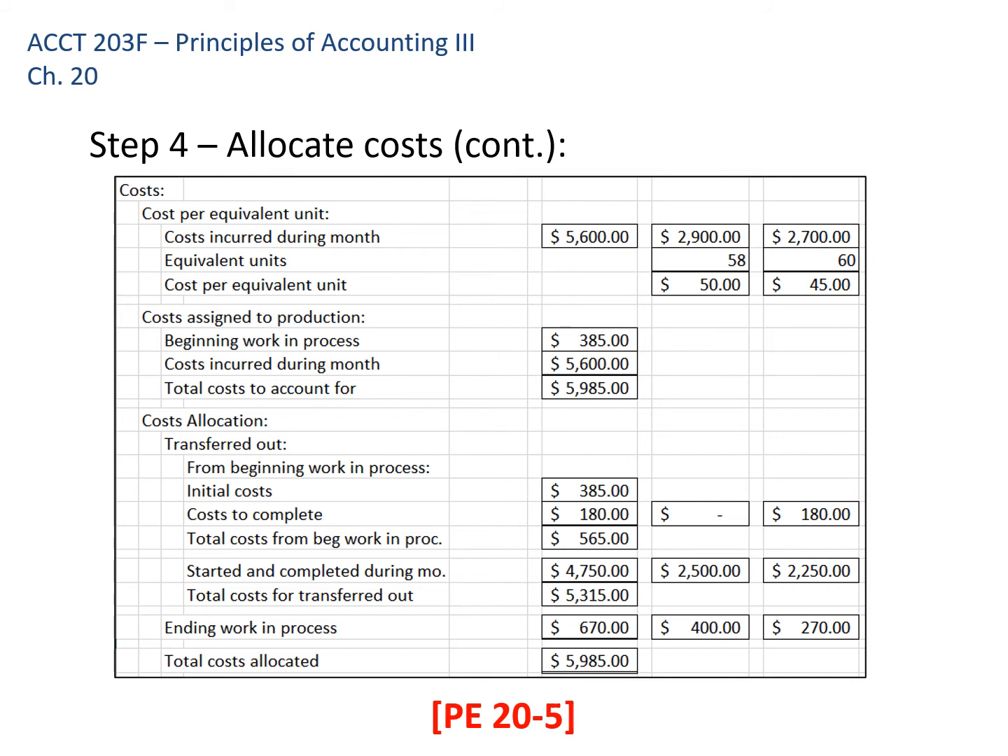So now I add that to the total cost of what was transferred out, and I can see that I've got $5,985 that has been allocated between those two groups of goods, what was transferred out and what is still sitting there. I can double check to see that $5,985 is equal to the costs that I have to account for. If those two numbers are equal, I probably haven't made any mistakes. It's kind of like a double check system.